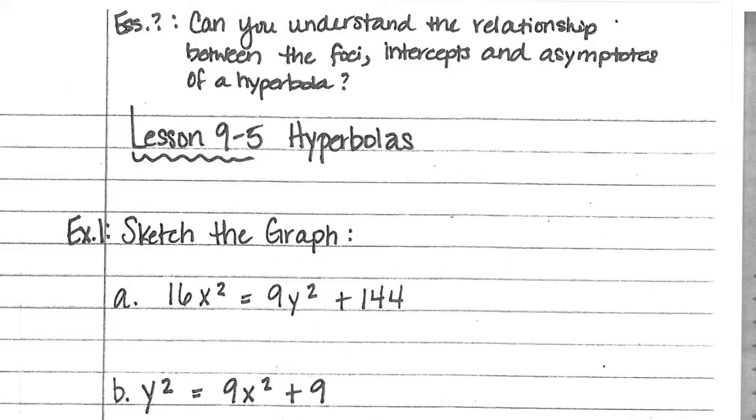All right, moving on to hyperbolas. Hyperbolas look a lot like ellipses, but they're a little different. We'll see how. We are on lesson 9.5. We're working with hyperbolas, and our essential question is, can you understand the relationship between the foci, the intercepts, and the asymptotes of a hyperbola? We're going to start learning how to graph these.